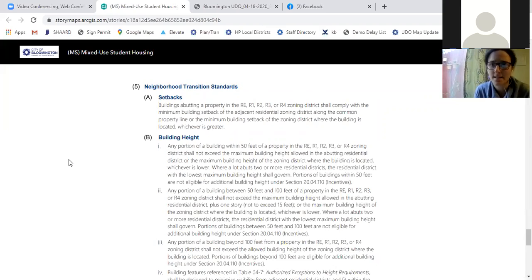Basically, the idea is that if you are developing adjacent to a traditionally residential zoning district that would maybe be considered single family, so the RE through R4 in the existing draft and in the existing UDO, then there are additional setbacks that you have to meet in order to have height above the height allowed in the adjacent district.